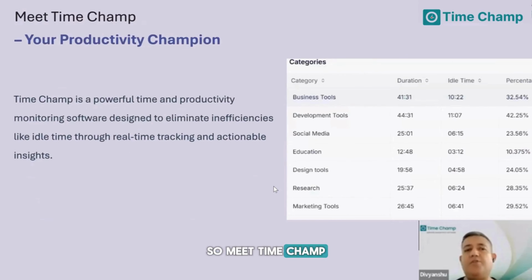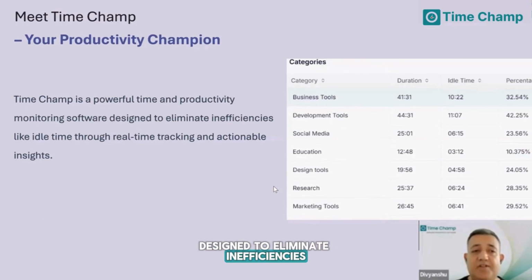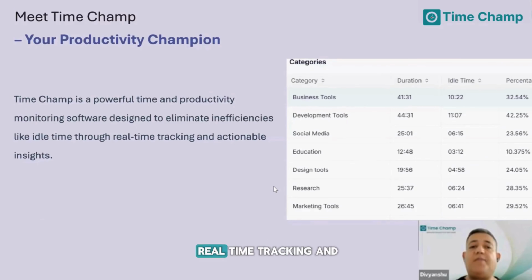So meet TimeChamp, your productivity champion. TimeChamp is a powerful time and productivity monitoring software designed to eliminate inefficiencies like idle time through real-time tracking and actionable insights. You can see in the quick image over here what are the tools that people are using, the duration they have been used, the idle time, and the percentage of idle time within those tools.